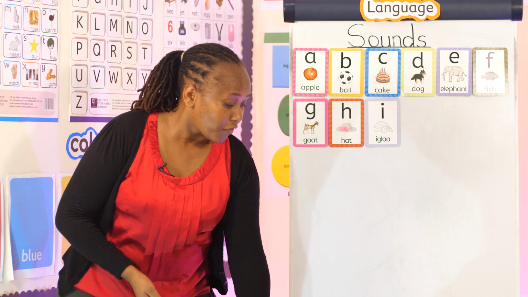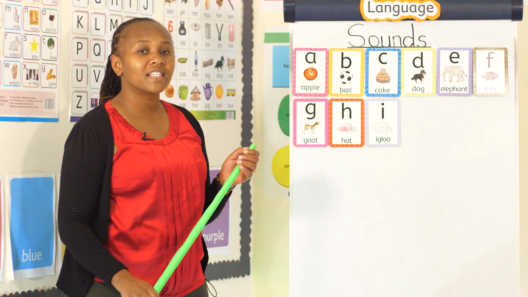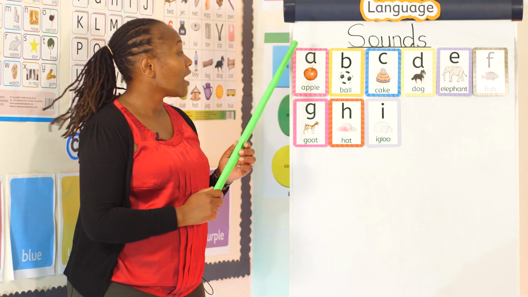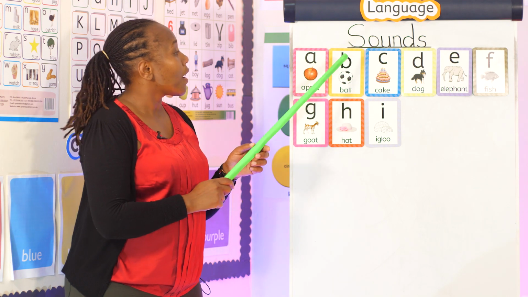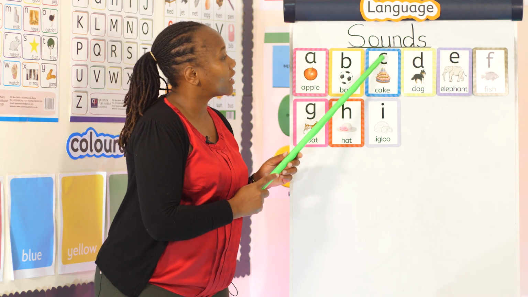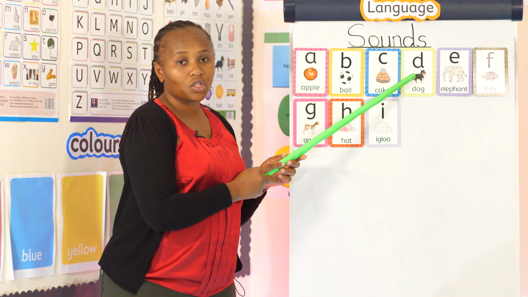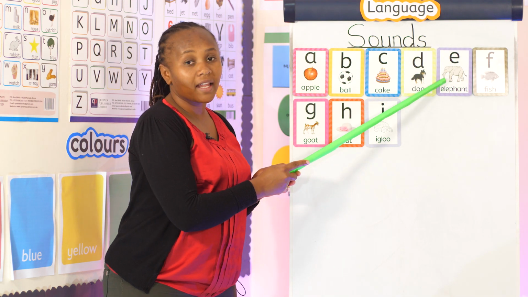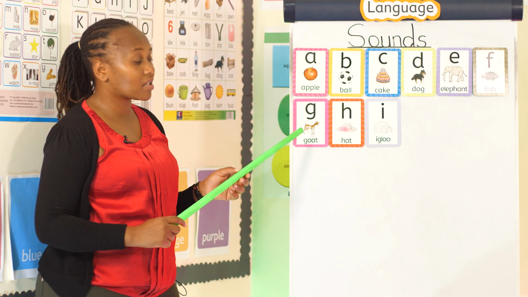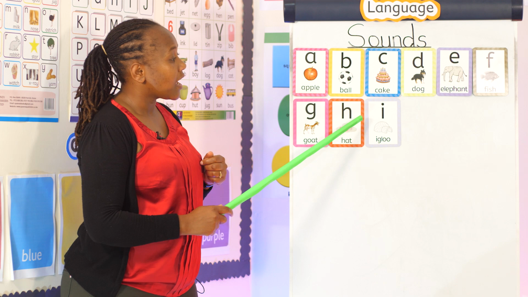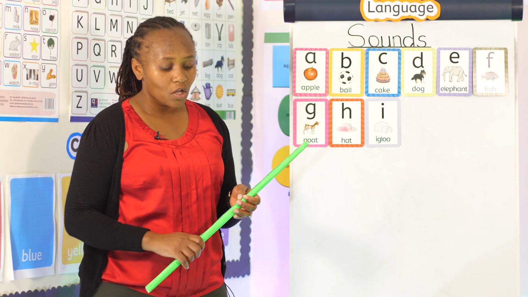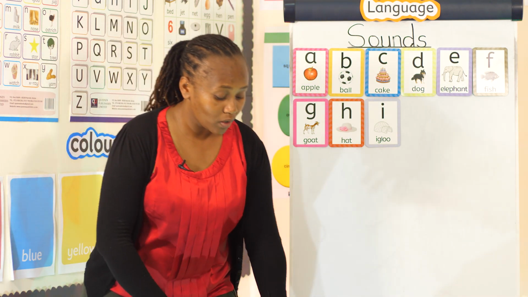Okay, now for us to start, I want us to read the sounds that we had already learned in the other lesson. We have A, apple, B, ball, K, cat, K, cake, D, dog, E, elephant, F, fish, G, goat, hat, and E, igloo. Okay, after sound E, we go to sound, who can tell me?